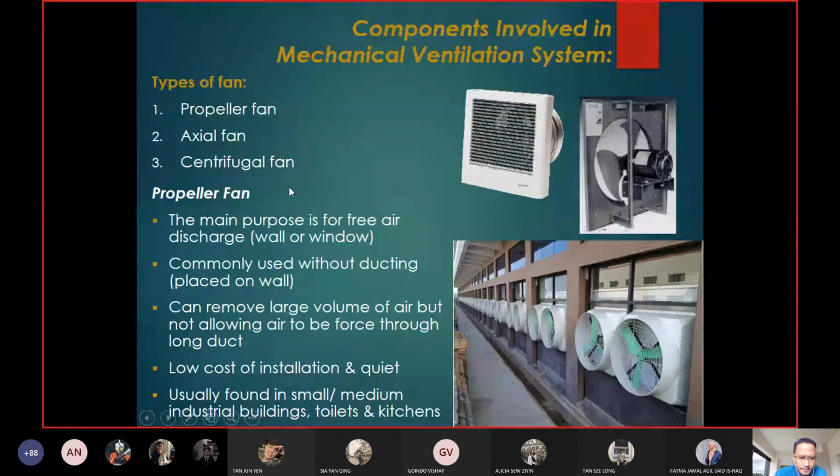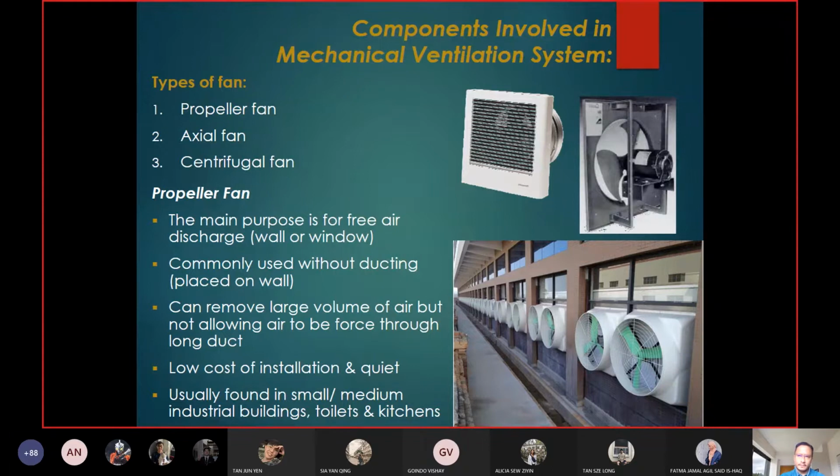The main purpose of propeller fan is for free air discharge on wall or window, commonly used without ducting. So normally when you want to use ducting, let's say in the kitchen or in the toilet, you don't really use this propeller fan, but perhaps a different kind of fan. It can remove a large volume of air, but not force air through a long duct. Basically, air from anywhere inside the space is sucked through that point, to where the fan is located.